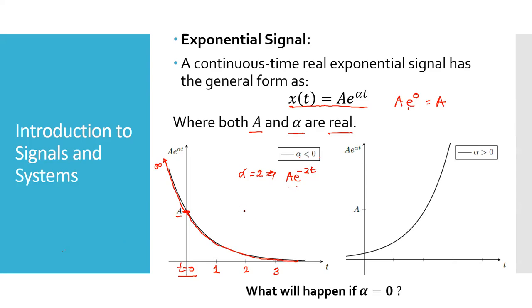Understood? So there are two directions. One is t less than 0 and another is t greater than 0. So for t greater than 0, if alpha is less than 0, then the exponential will decay and it will approach 0. Whereas for t less than 0, the exponential will grow and it will approach infinity.